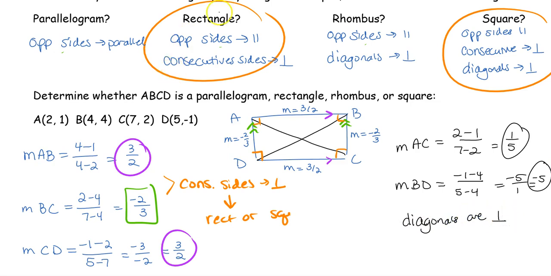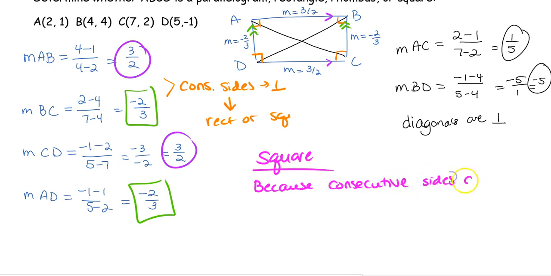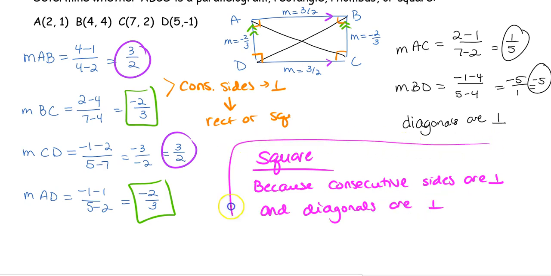So if I look at the options, a rectangle does not have perpendicular diagonals, but a square does. So we're going to say that this shape is a square because consecutive sides are perpendicular and diagonals are perpendicular.